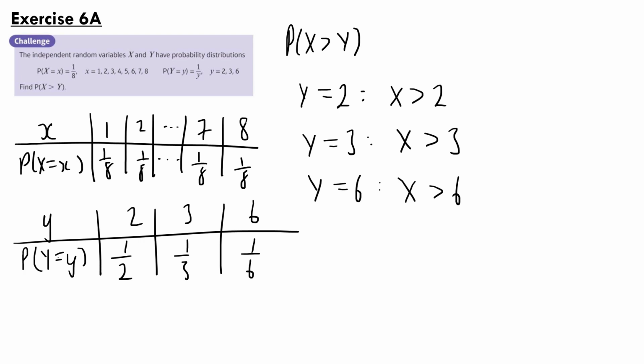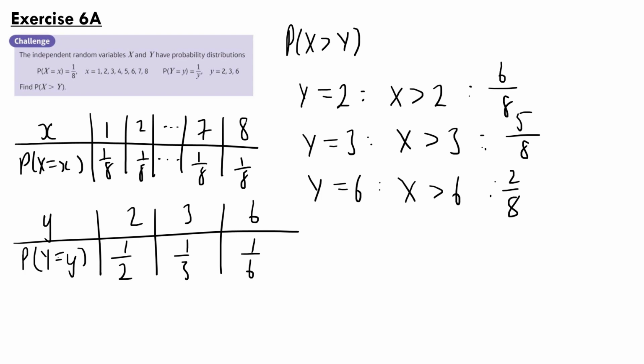Okay, so first of all, the probability of X being greater than 2 is the probability that x equals 3, 4, 5, 6, 7 or 8. So that's 6 out of the 8 possible values of x. And for x greater than 3, there will be 5 values of x. And for x greater than 6, that's just 7 and 8, so that's 2/8.